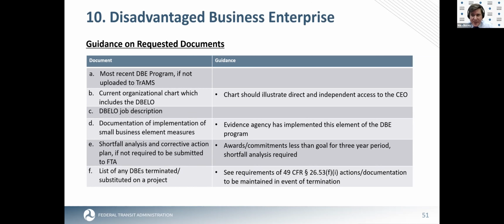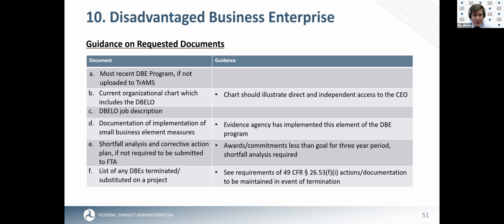For disadvantaged business enterprise, DBE, the first requirement is that you upload your DBE program, if not uploaded in TRAMS. And one thing I'd recommend here is, the DBE program, unlike a lot of other civil rights documents, doesn't have to be submitted on a periodic basis. You know, your EEO programs do every 4 years, your Title VI programs do every 3 years, et cetera. The DBE program isn't like that. You only have to submit an updated version if you make significant changes.